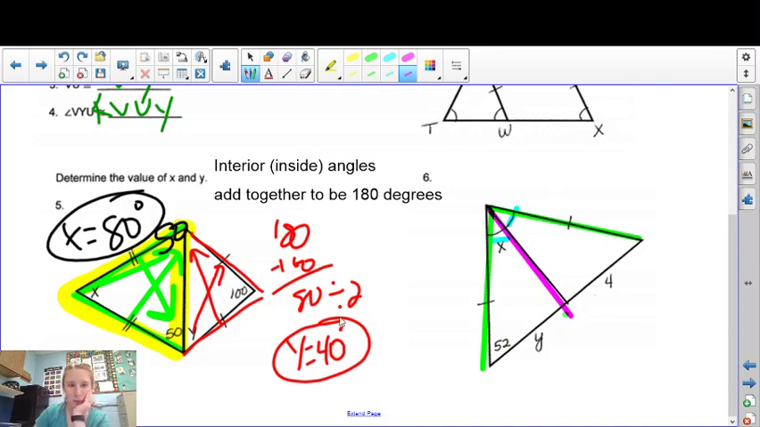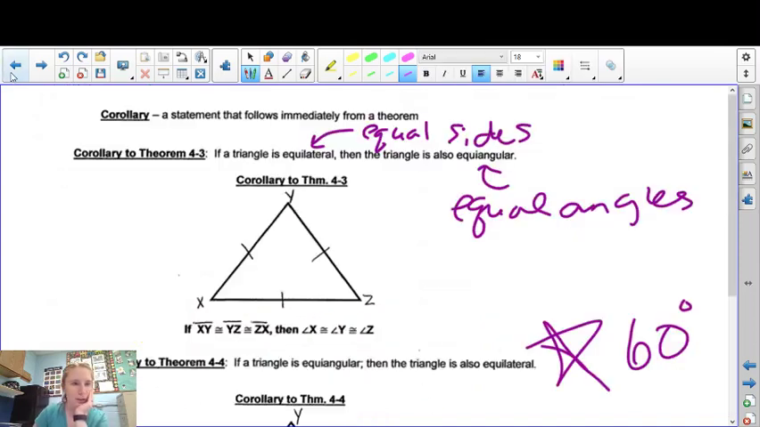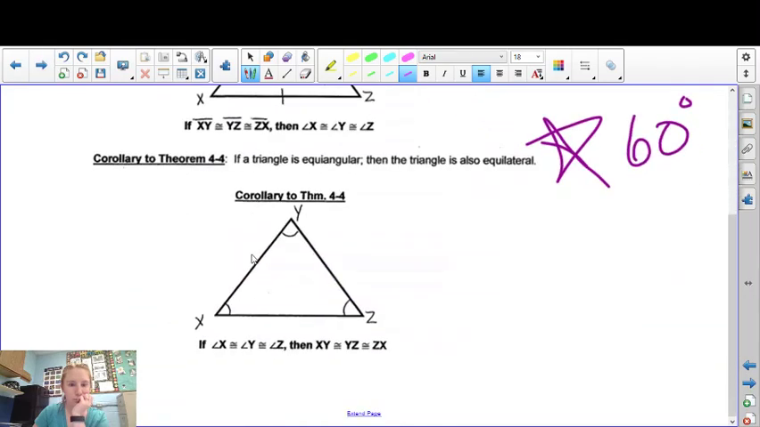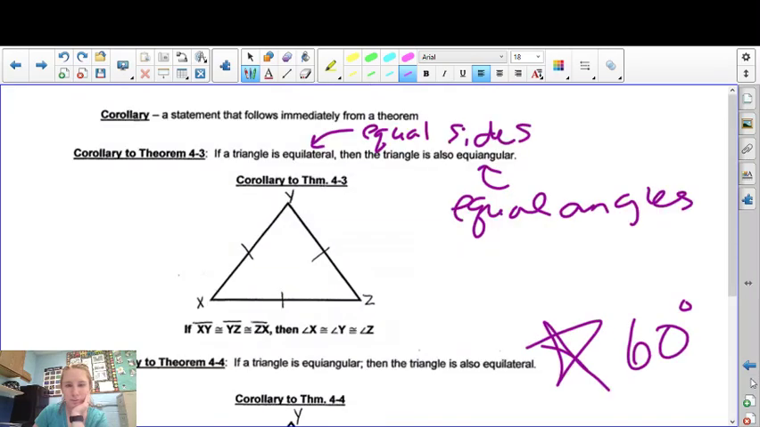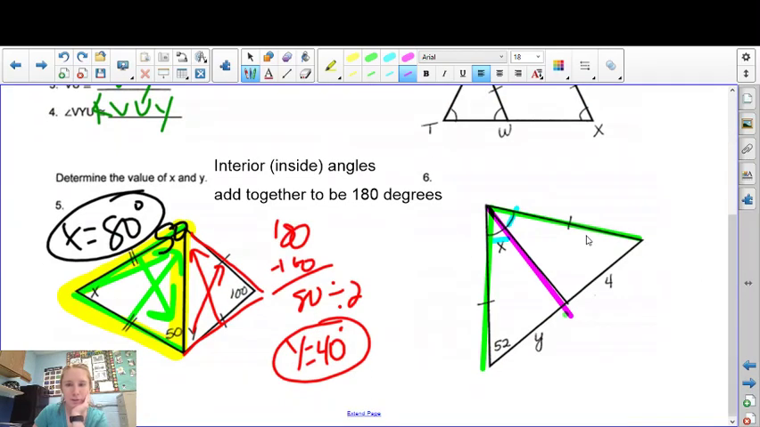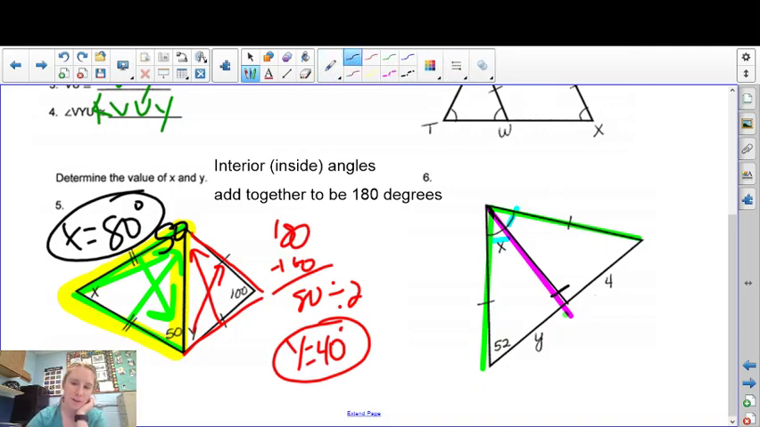So let's go back to one of my corollaries for a moment, wherever my mouse is at. I'm sorry, theorems. The bisector of a vertex angle is the perpendicular bisector. So because my angle's cut in half, oops, one too many, sorry. Because this angle here is cut in half, I can see that by the congruency marks. This purple line creates a perpendicular bisector. So that means that I can draw in a 90-degree symbol here.